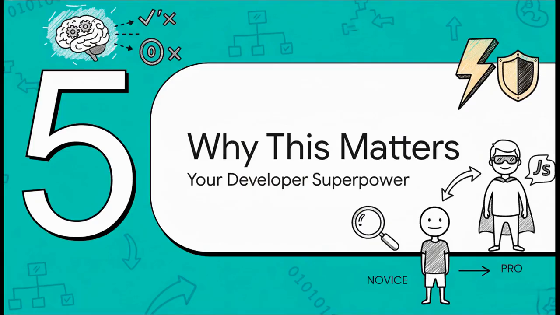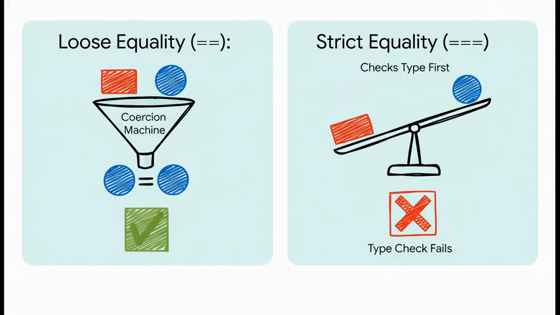Okay, so we know the 3 rules, but why is this so important? This isn't just about answering trivia questions. Understanding these rules is a truly fundamental skill that separates novice coders from pros. Honestly, it's like a developer's superpower. This brings us to probably the most critical place you'll use this knowledge.